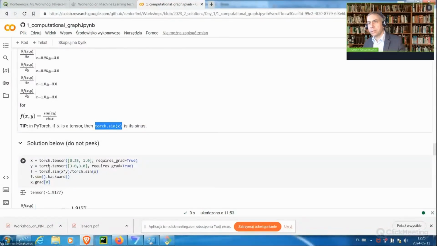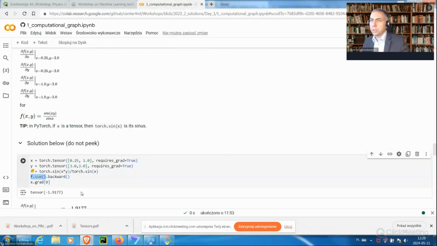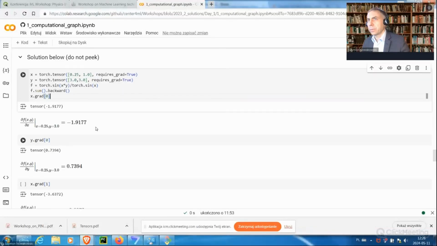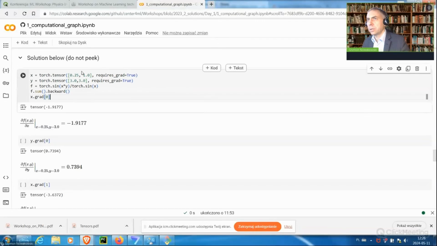Then we create our function, which is sine of x times y divided by sine of x. Okay, and we do the sum trick because anyway those gradients will be computed for each coordinate separately, because this is the nature of running it on a sum, as I explained. And then let's have a look at the values of grad. So x is a tensor of order 1 with the first dimension equal to 2, so we can use 2 coordinates to call them, and the same happens to a gradient. So gradient also has 2 coordinates.